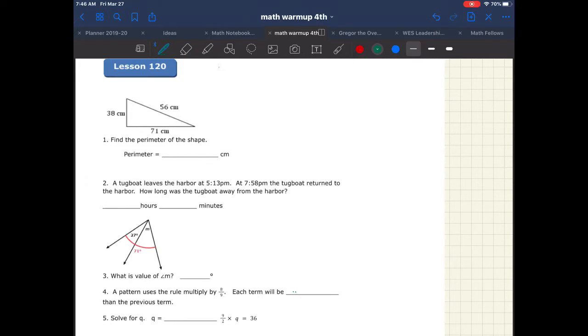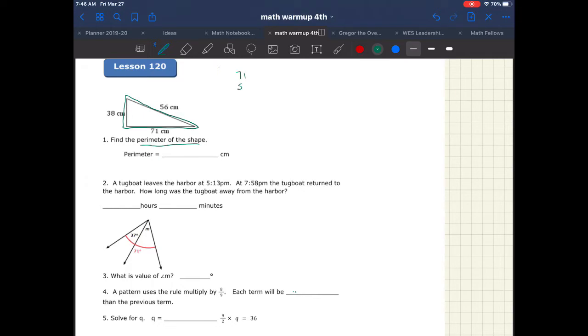We're on lesson 120. The first one asks us to find the perimeter of the shape. Even though this is a triangle, we can still find the perimeter. Perimeter just means the distance all the way around. If we were making this big triangular fence, that would tell us the perimeter. So we just have to add up the sides.